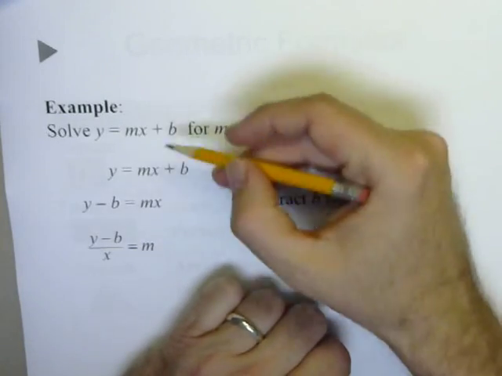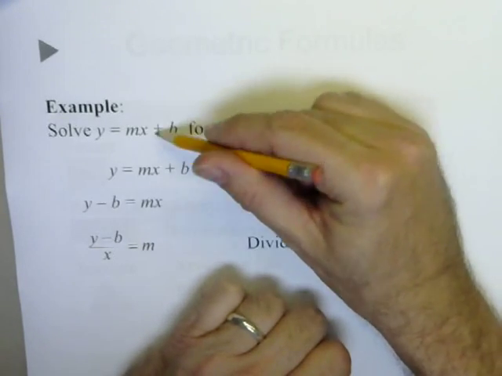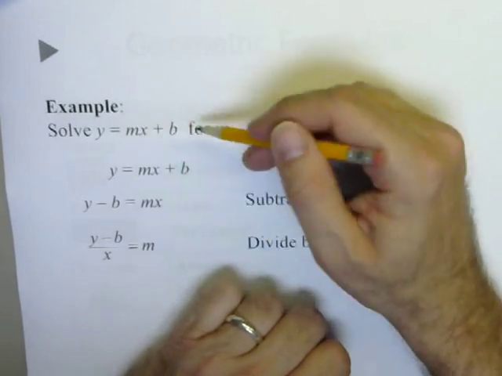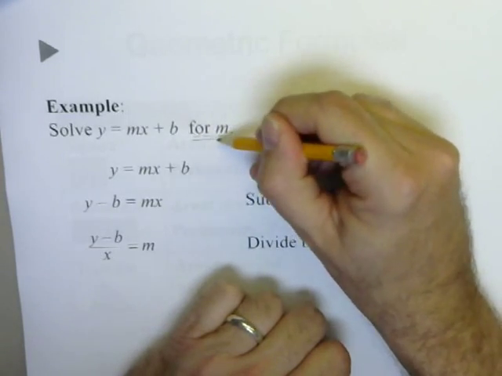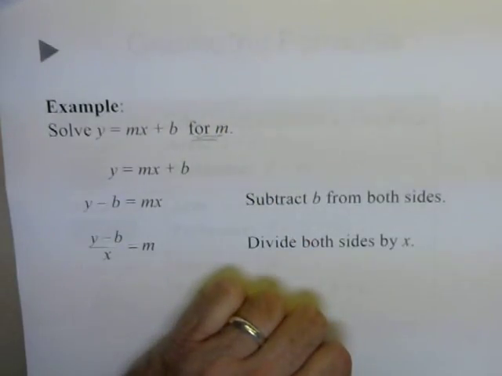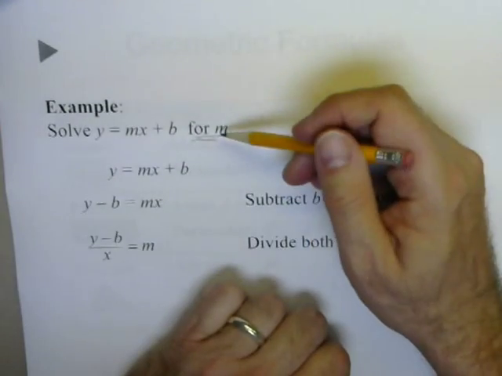And so you have to be kind of careful with these problems because you might look at this equation and automatically assume that you're supposed to solve for x, but since there is more than one variable, you'll have to be told what to solve for. So essentially what you want to do is get m by itself.